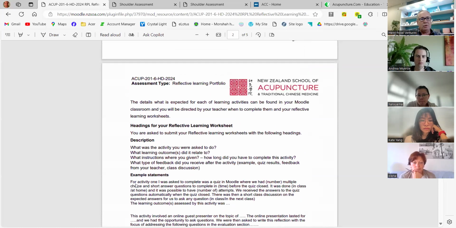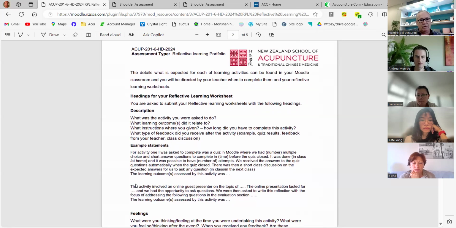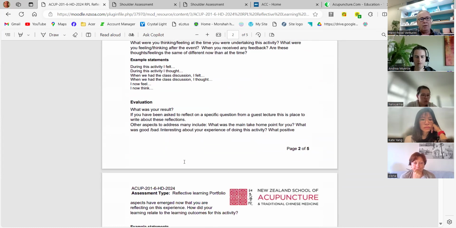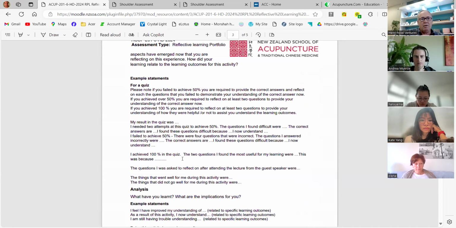So you'll be asked to look at what you were asked to learn. There's an example of the statements that you'll be using to express that. You'll be looking at your feelings. What were your feelings at the time you took the activity? And there are some examples there. You'll be asked to evaluate what the result was. If you have been asked to reflect on a specific question from the guest lecturer, write down your reflections regarding that. And here are some example statements again.